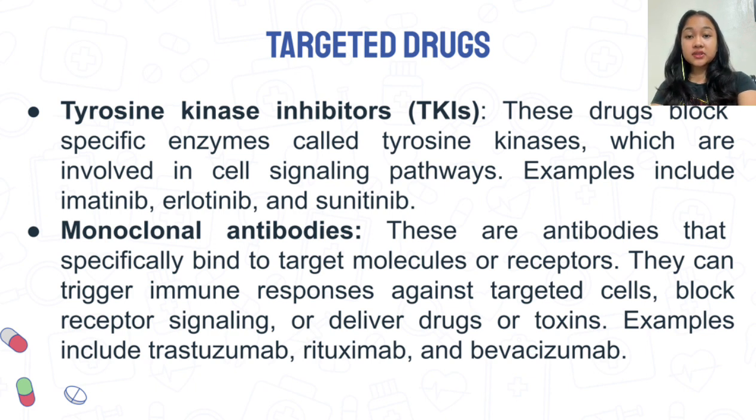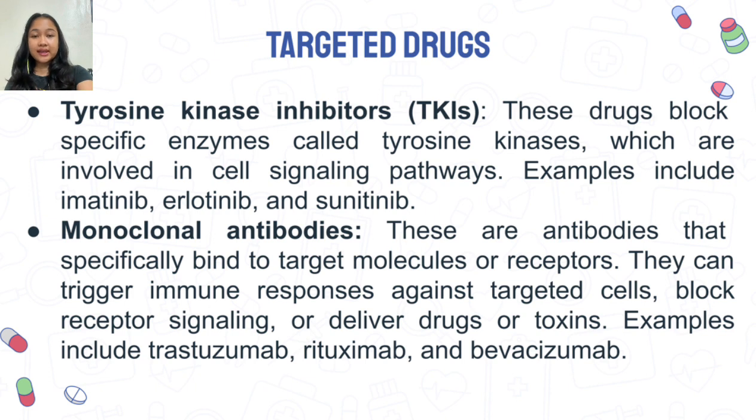These drugs block specific enzymes called tyrosine kinases, which are involved in cell signaling pathways. Examples include imatinib, erlotinib, and sunitinib. Next are monoclonal antibodies. These are antibodies that specifically bind to target molecules or receptors. They can trigger immune responses against targeted cells, block receptor signaling, or deliver drugs or toxins. Examples include trastuzumab, rituximab, and bevacizumab.